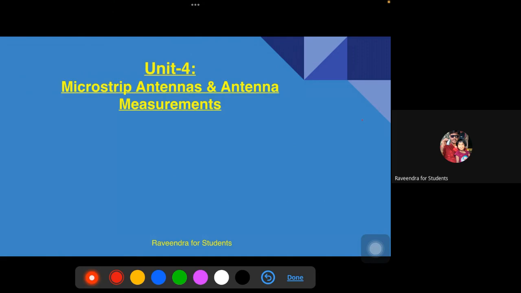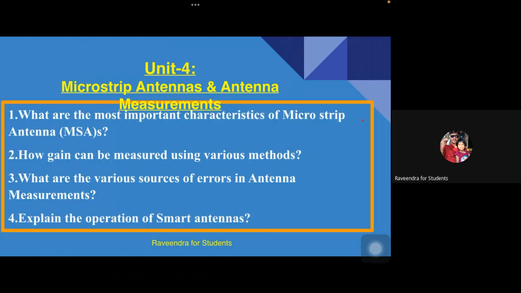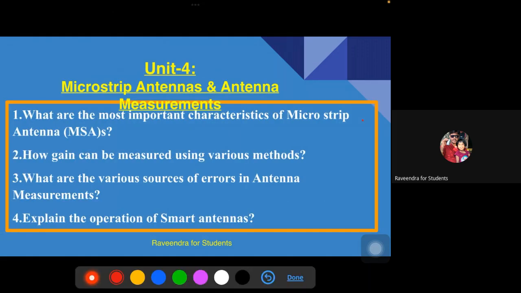Then coming to unit 4, the 4 questions are, what are the most important characteristics of microstrip antennas, MSAs? Yes, we are having 10 points. You have to write all those 10 points for 5 marks. And second one, how gain can be measured using various methods. Yes, you have to write both comparison as well as absolute methods to get 5 marks for the gain measurement.